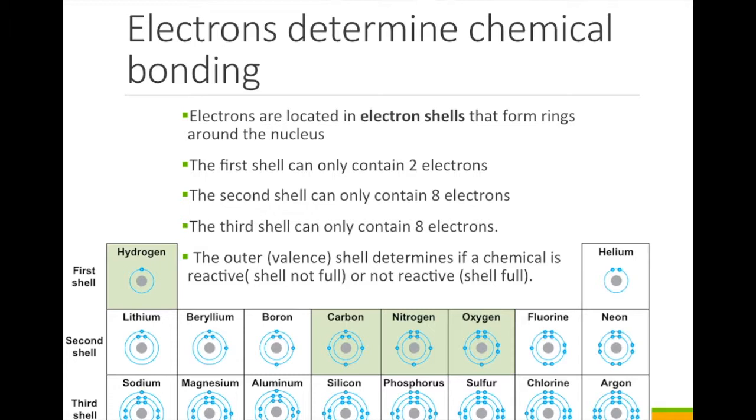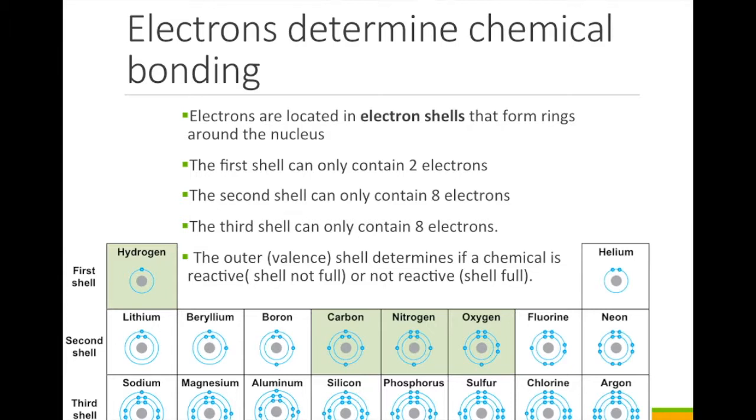For hydrogen, the outer shell is the first shell. For chlorine, the outer shell is the third shell. Which shell is the outer shell depends on how many electrons there are. If the outer shell is full, like helium, neon, and argon, that chemical is not going to react with other chemicals. These are called the noble gases, and they are inert.